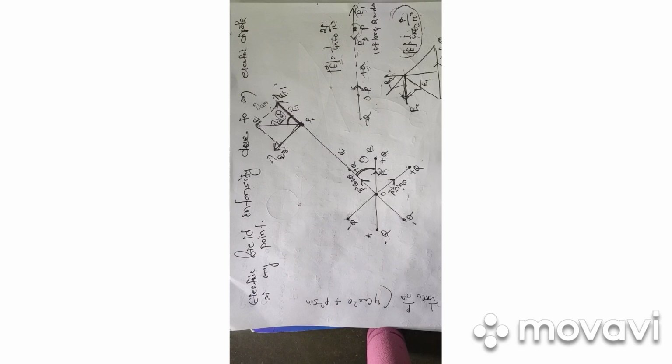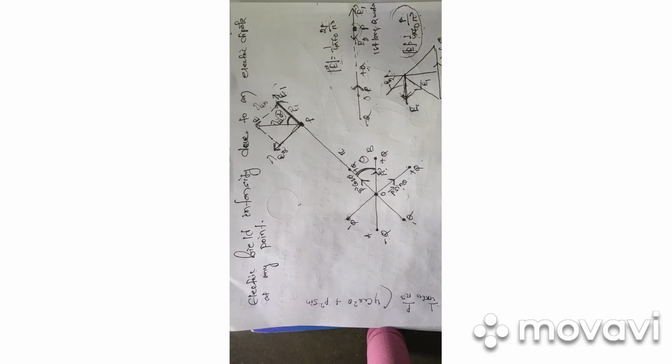Along the axial line, the magnitude of electric field intensity is given by 1 by 4 pi epsilon 0 times 2p by r cubed, and its direction is along the direction of the dipole moment. On the equatorial line, the magnitude of electric field intensity is given by 1 by 4 pi epsilon 0 times p by r cubed, and its direction is opposite to that of the electric dipole moment. Clear?